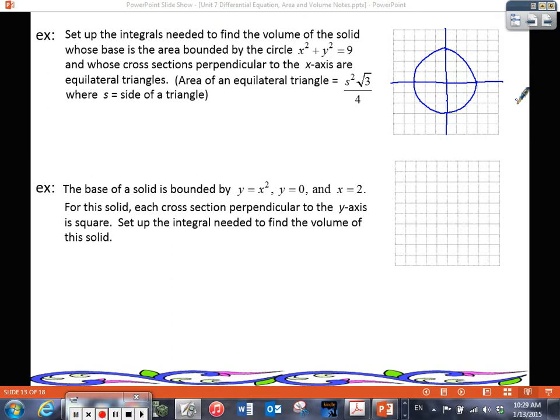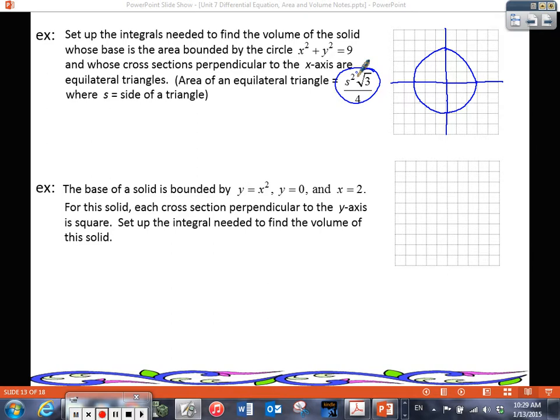And our cross sections are perpendicular to the x-axis, and they are equilateral triangles. Now, equilateral triangles have a special area formula that goes with them. It would be to your advantage, it would be easier, for you to memorize this area formula for an equilateral triangle. You do not have to. You can find it, area equals half base times height, but you're going to have to do some work to get the height. Using this formula, we just take the side length. It's quite easy. But again, you don't have to.